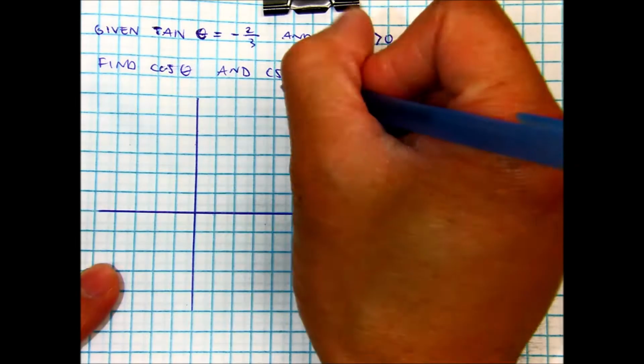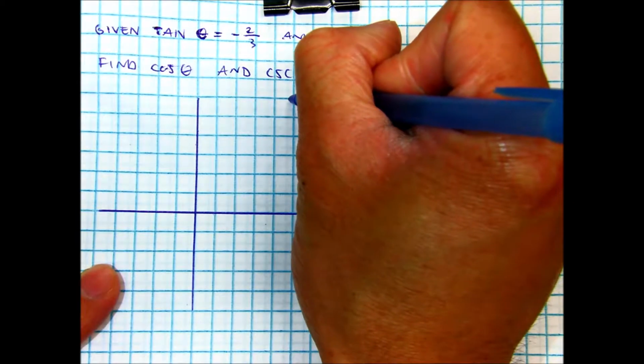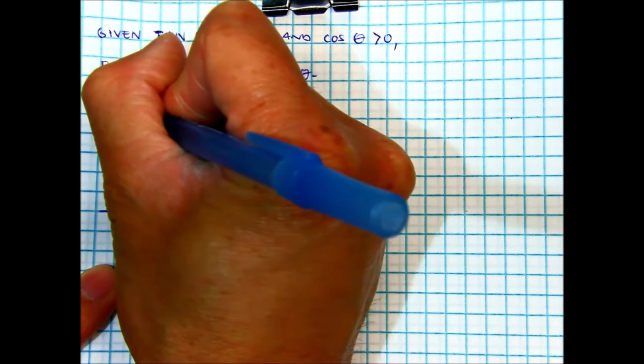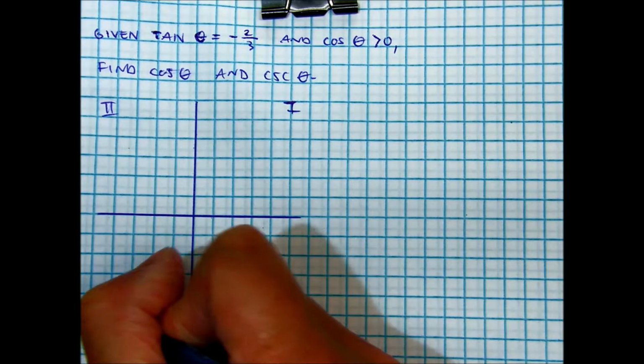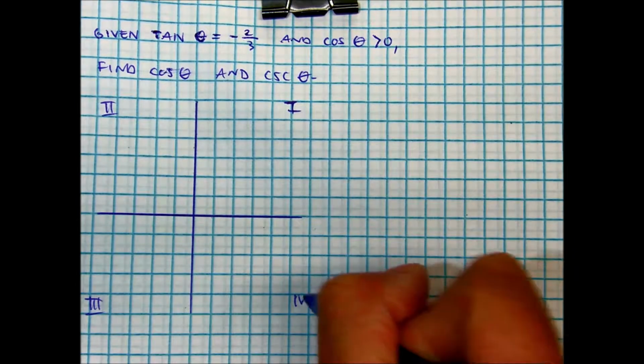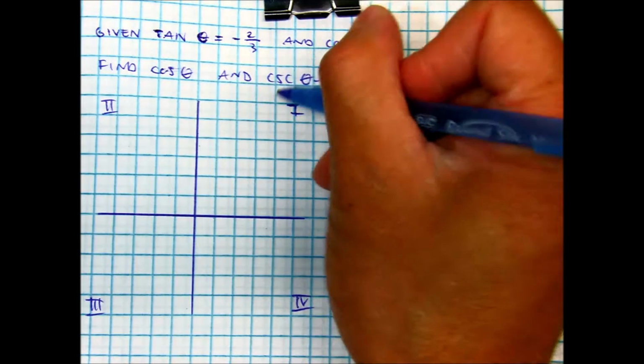Let's practice our quadrants. This is quadrant what? This one? Class, tell me the acronym. Ready, set, go.